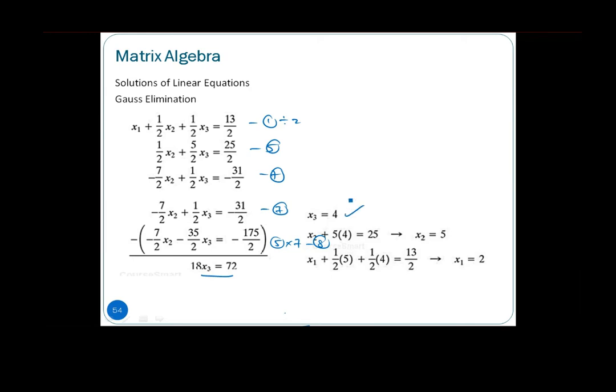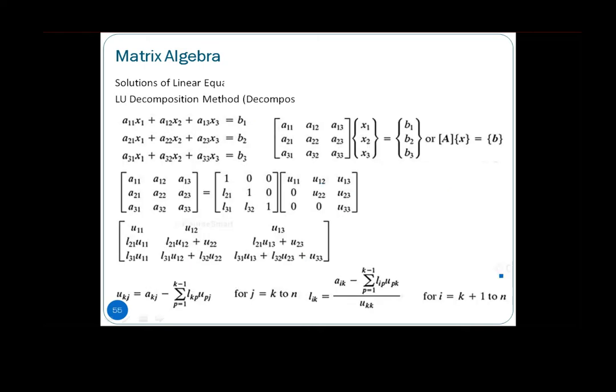So we have x3, substitute into equation 5 or 7, then we will get our x2 equals to 5. Then substitute x2 and x3 into the first equation, and we have our x1 equals to 2. So that is what we used to do manually. That is what we call the Gauss elimination method.